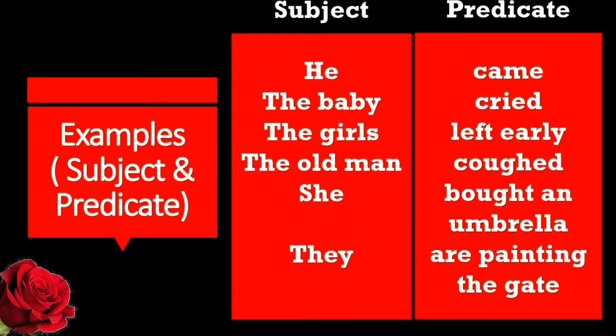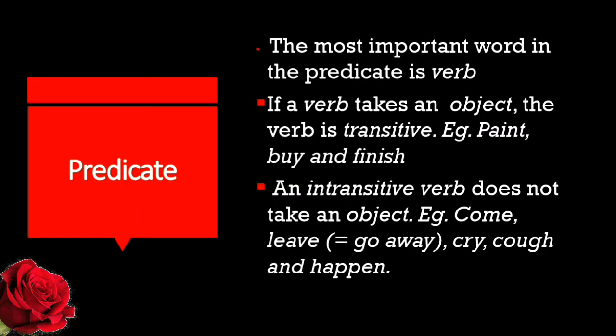It is a part of the predicate. And it takes an object. What is the object here? An umbrella. So it is a transitive verb. She bought an umbrella. Bought is a transitive verb because it takes an object. Which is the object here? An umbrella. An intransitive verb does not take an object.